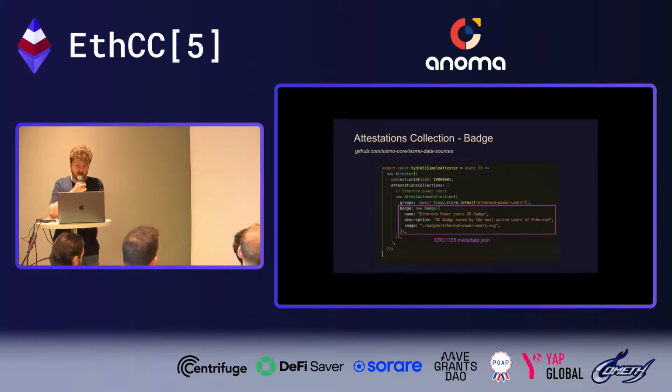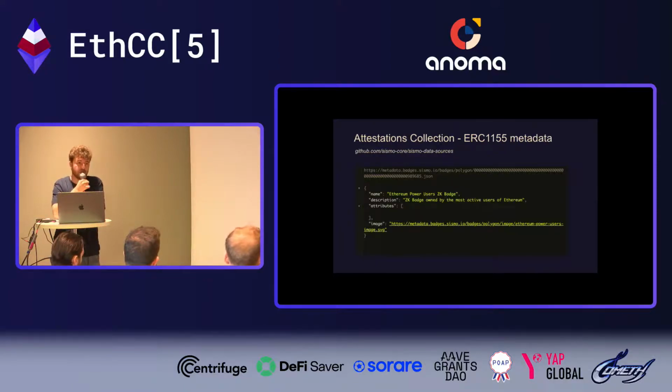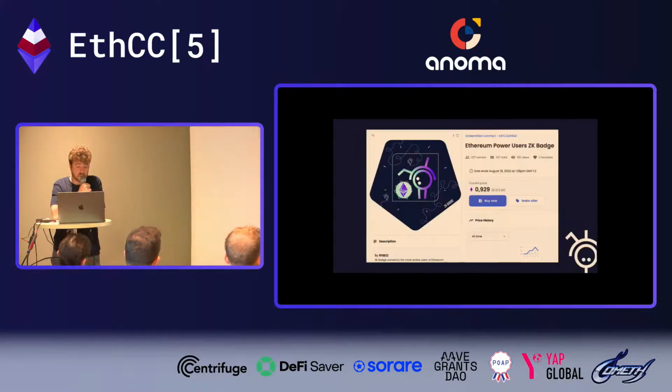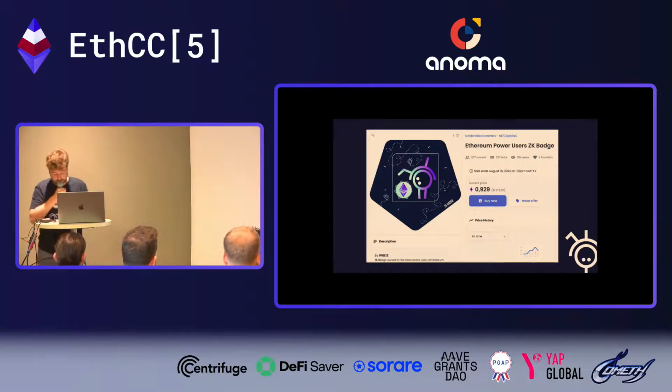The same for the badge. It will create the metadata JSON, so it looks like metadata as on OpenSea and stuff like that. So it's an 1155 metadata. With that, you can then let your users mint this badge, and it will appear directly on OpenSea, and it will be easy to integrate with all different consumers that have the standard 1155.